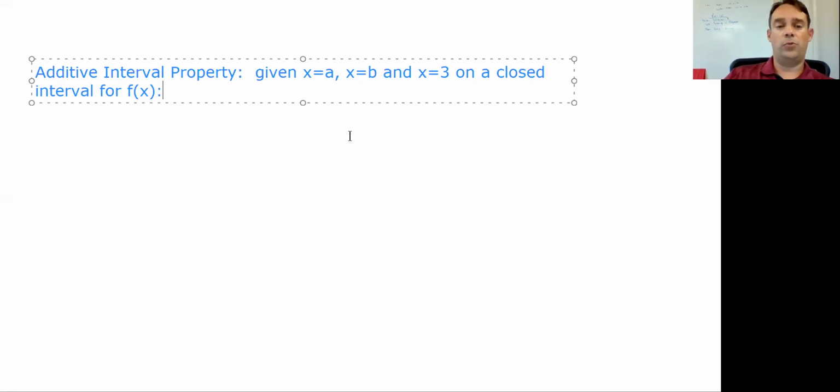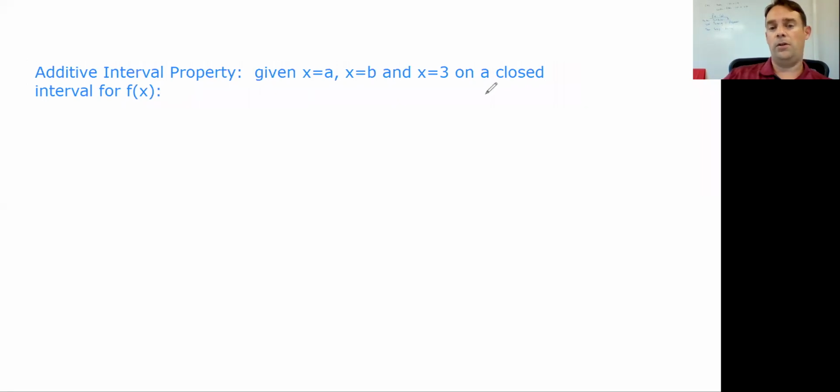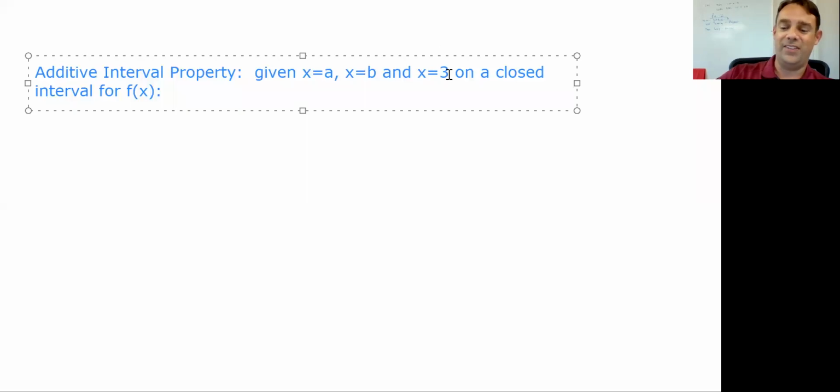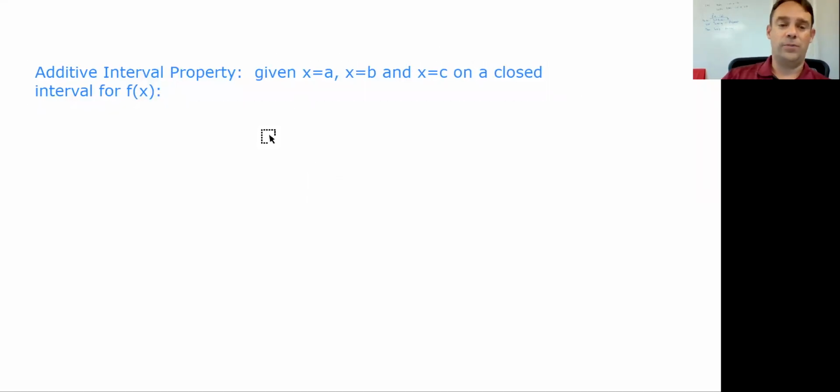So based upon that, here's what happens. If we have 3 x values that we're dealing with on an interval, a closed interval, we have something that basically says, if I want to find the value from A to B, all I have to do, friends, is sometimes it's easier to think of the value from A to C, and then from C to B.